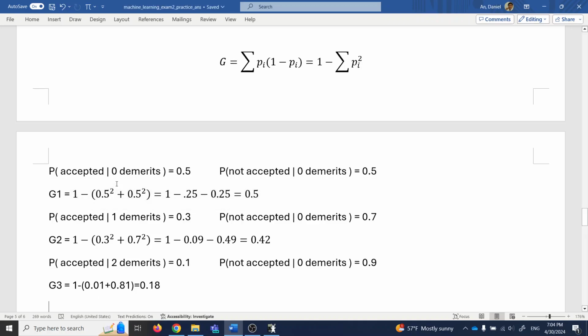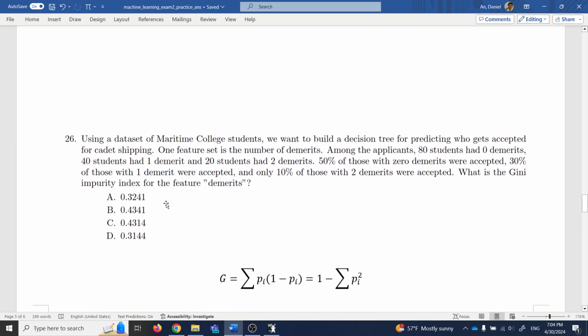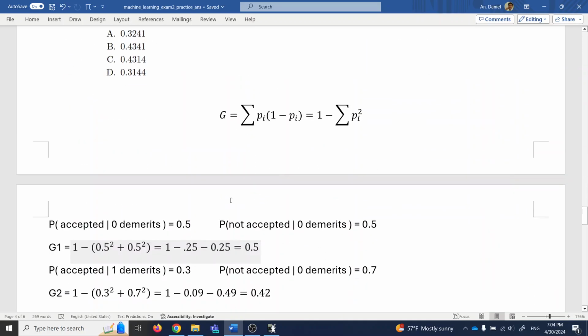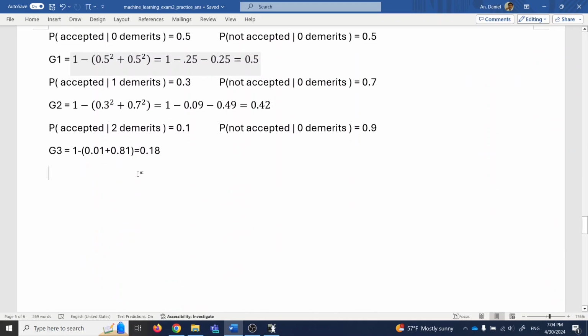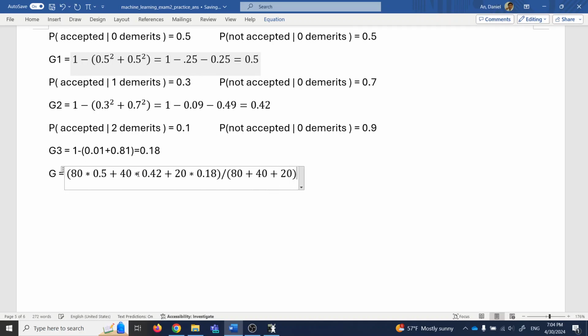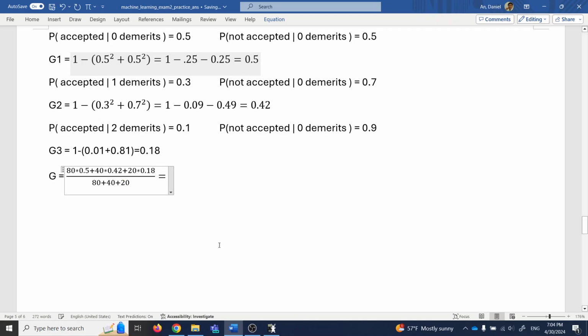Now, note that there are 80 students in the first group, so 80, 40, 20. So we have to take the weighted average of 80, 40, 20. The total G is the weighted average, which is 80 times 0.5 plus 40 times 0.42 plus 20 times 0.18, and then you divide it by 80 plus 40 plus 20, which is 140. So let's see what that gives us.